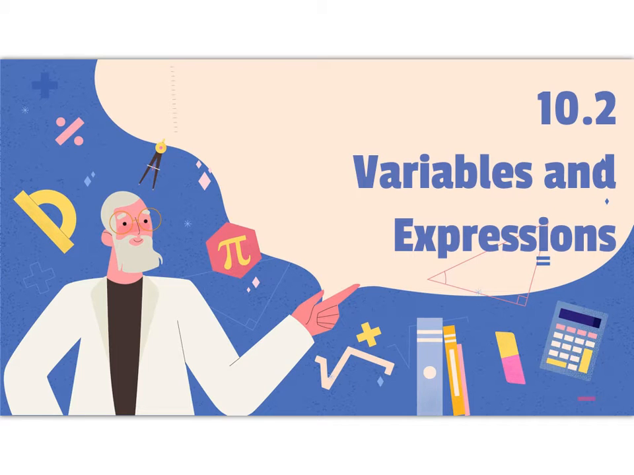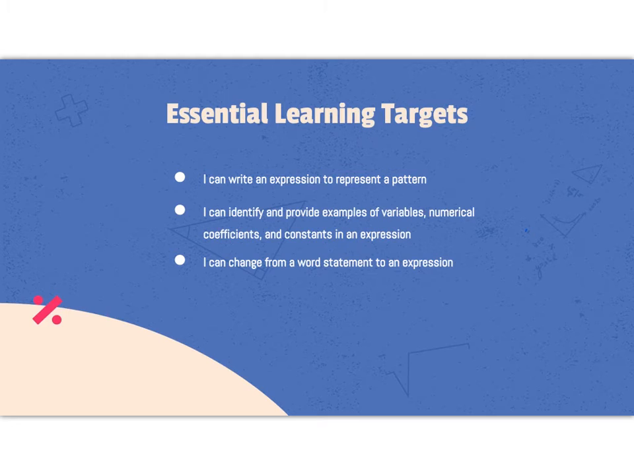Alright, so let's take a look at 10.2 variables and expressions. For our essential learning targets, what we're trying to do is to be able to write an expression to represent a pattern. I can identify and provide examples of variables, numerical coefficients, and constants, and I can change a word statement to an expression.